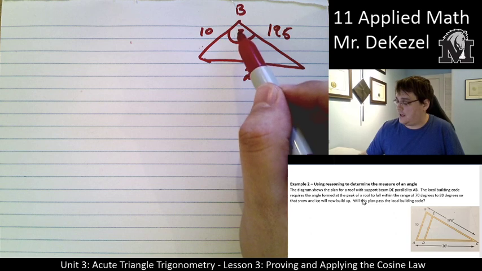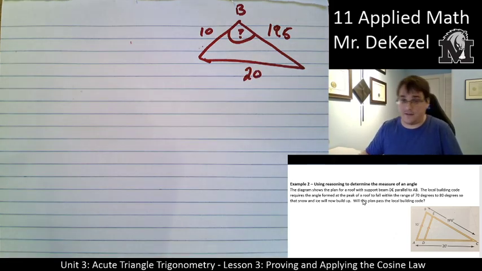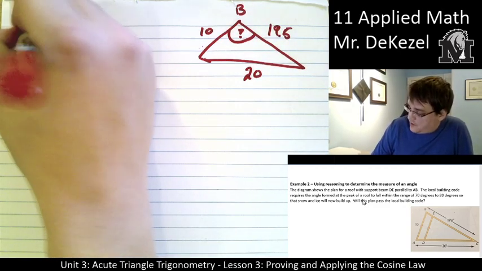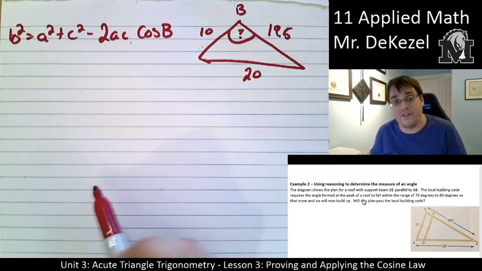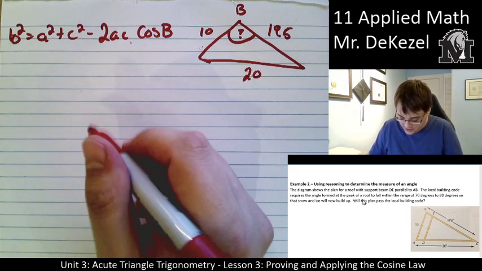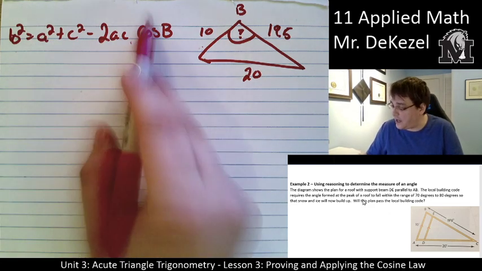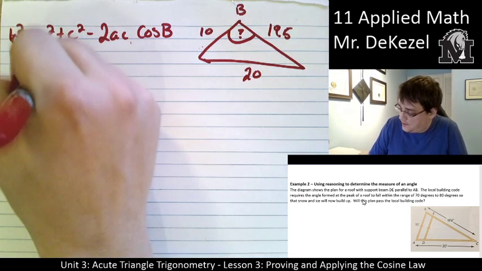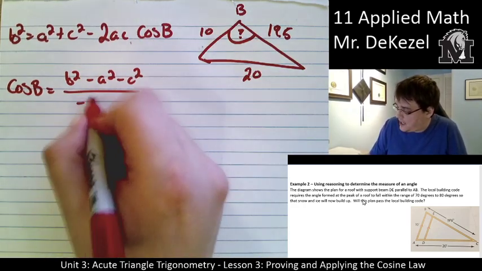The angle that I want is going to be opposite of a side, and that side is going to be on the left side of the equal sign. So I'm going to start with my equation. So this would be side B. So B squared is going to be equal to A squared plus C squared minus 2AC times the cosine of angle B. Now, I'm looking for cosine angle B in this one, so there's going to be some rearranging to do. What we want to do is we're going to subtract these from this side and divide by 2AC. So whenever we're looking for the cosine of B, we're going to have this equation. Cosine B is equal to B squared minus A squared minus C squared divided by negative 2AC.